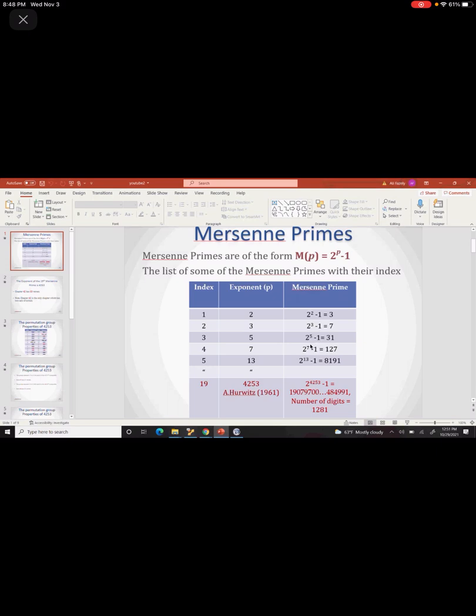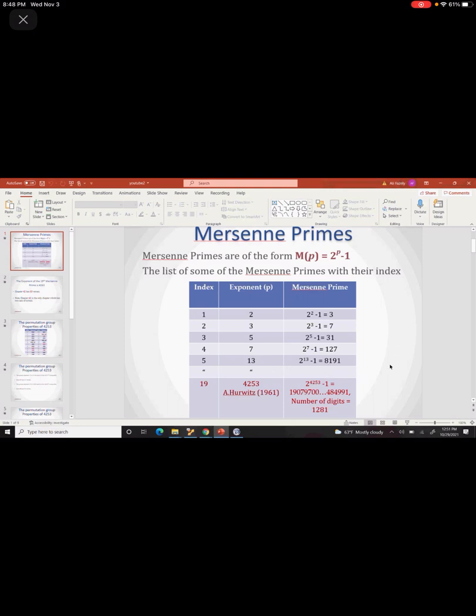And 2 to the 5 is 32. That means 2 times 2 times 2 times 2 times 2, 5 times. And so that's minus 1, that becomes 31, and so on. 2 to the 7 is 128. Minus 1 is 127. So that's the fourth Mersenne prime, and so on.